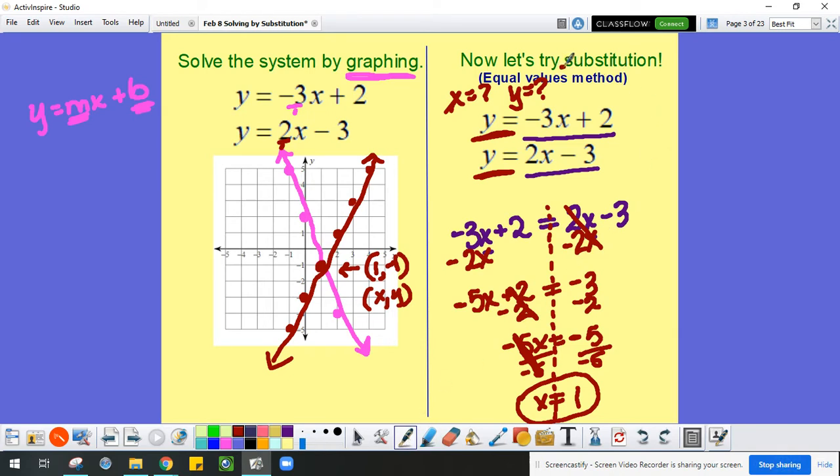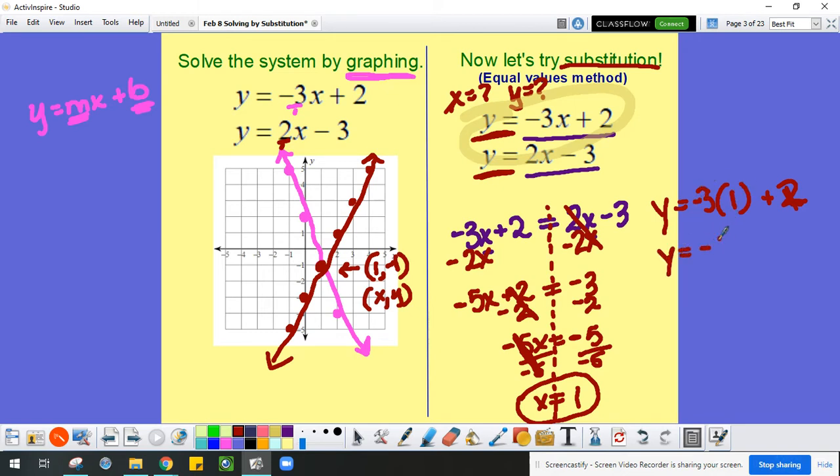This is called the substitution method because once you have x or y, you can substitute it into one of your original problems. So in this case, I'm just going to use this top original problem right here, and I'm going to substitute x equals 1 inside it. So y equals -3x plus 2. There's my 2. In the place of this x, I'm going to put this 1 that I just got from solving that equation. And then I'm going to work this out.